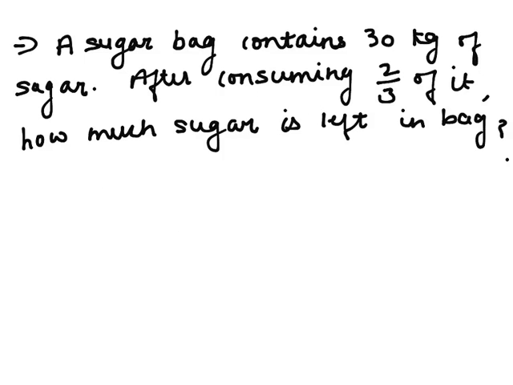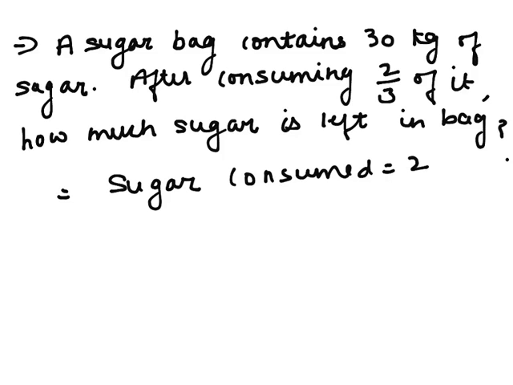So next question we have: a sugar bag contains 30 kg of sugar, and if we consume 2/3 of it, we have to find out how much sugar will be left in the bag. First of all, we have to find out how much sugar we consumed. The sugar consumed is 2/3 of 30, so it will give us 20 kg. It means we consumed 20 kg.